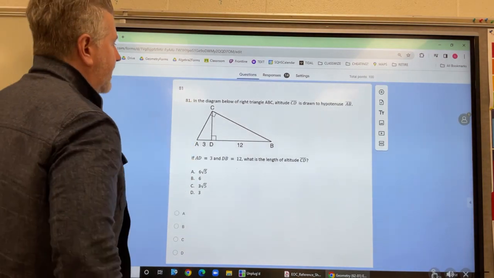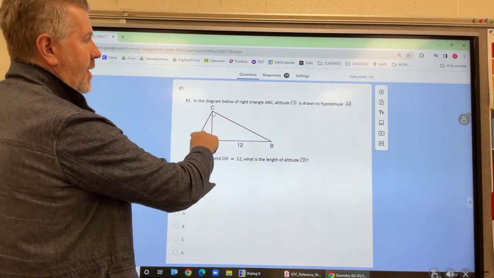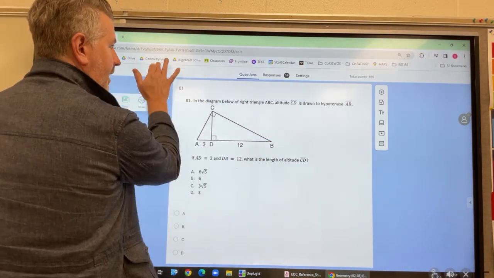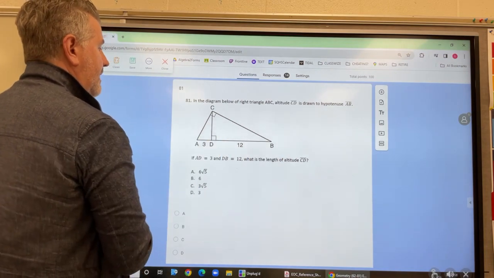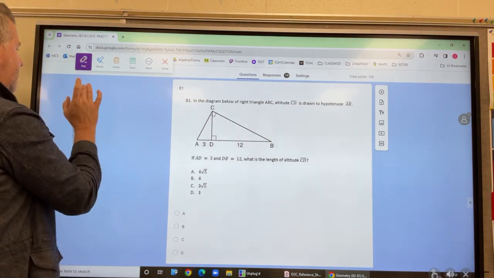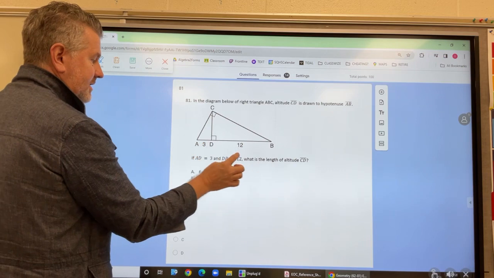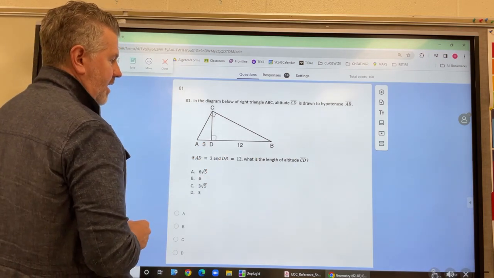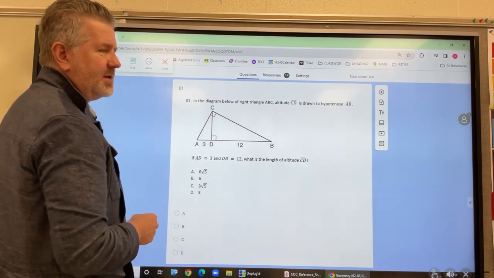Okay. In the diagram below of right triangle ABC, altitude CD is drawn to hypotenuse AB. All right. Okay, this is the hypotenuse. You may not remember this relationship. You can actually figure this out lots of different ways, including the Pythagorean theorem. But if AD is 3 and DB is 12, we could think about it different ways, but this is geometric mean.